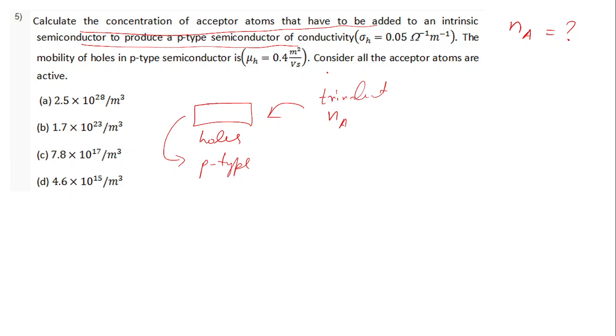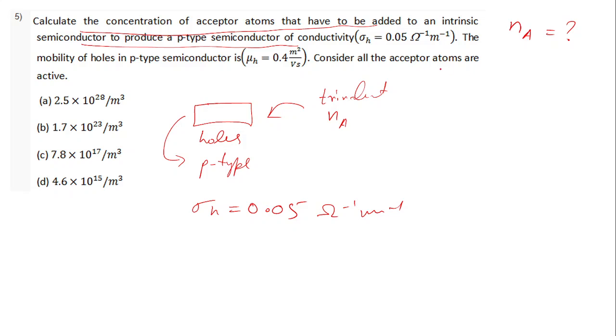Now we have to find how many atoms are required to be added so that this p-type semiconductor's conductivity becomes 0.05 per ohm per meter. How many acceptor atoms or dopants should we add so that this extrinsic semiconductor's conductivity, which will of course be because of the holes now, becomes 0.05? This is the situation given, and the mobility of holes is given.